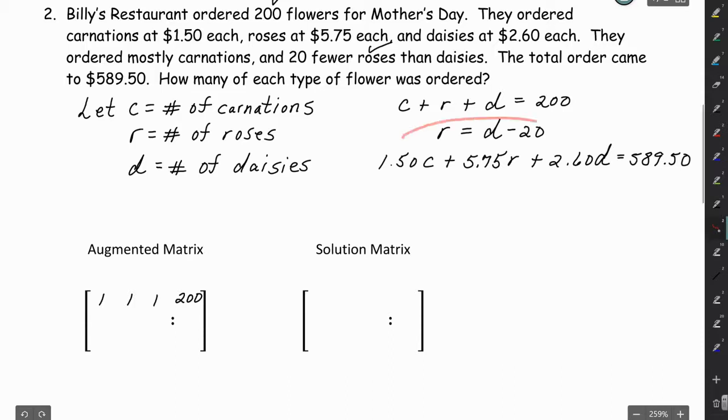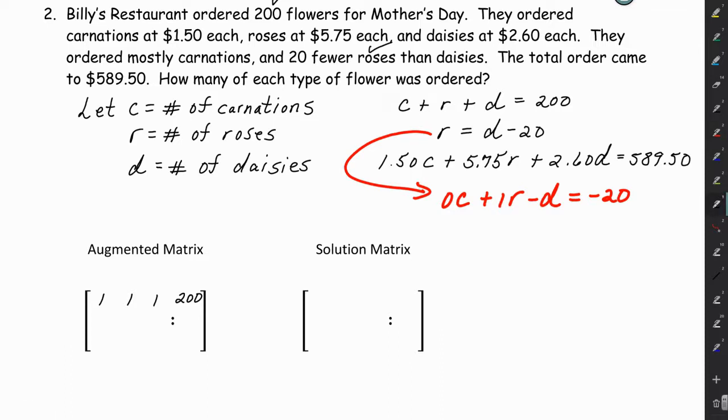Now the next equation is not in the order of CRD, so I want to rewrite that. I'll write that in red over here. So we have 0C, because we don't even have C in this equation, plus 1R. I have to move the D over, so I'm subtracting D from both sides, and that just leaves me with a negative 20 on the right. So the coefficients in this case are going to be 0, 1, negative 1, and negative 20. And then our last equation already is in the order of CRD, and then our number is 589.50 on the end, so let's write that in.